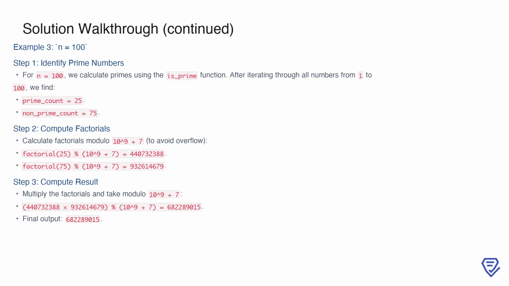The factorial of 25 modulo 10 to the power of 9 plus 7 is 440,732,388, and the factorial of 75 modulo 10 to the power of 9 plus 7 is 932,614,679. To get the total valid permutations, we multiply these two values together and again take modulo 10 to the power of 9 plus 7. The result of this calculation is 682,289,015, which is the final output for n equals 100.